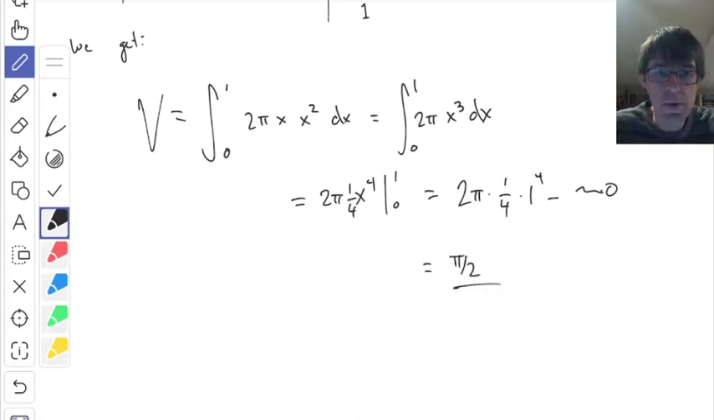All right. As usual, the integral here was easy. The setup is the more interesting part. Are there any questions about that? That's a particularly easy example.